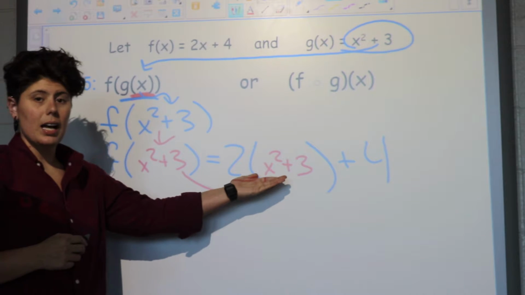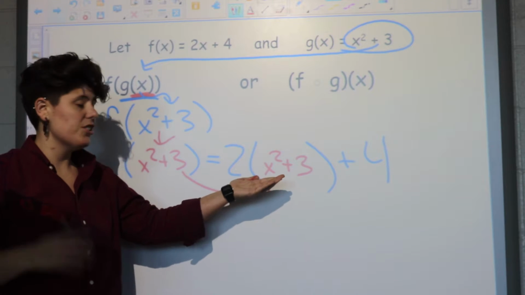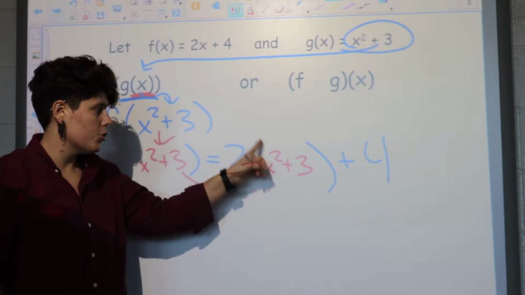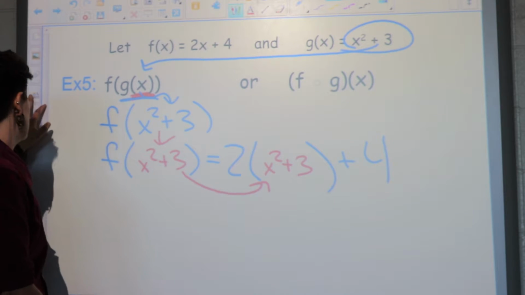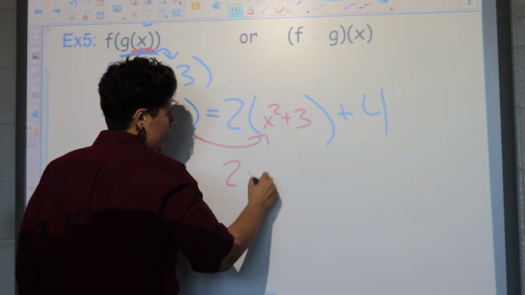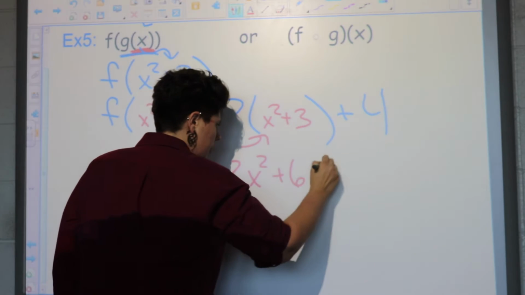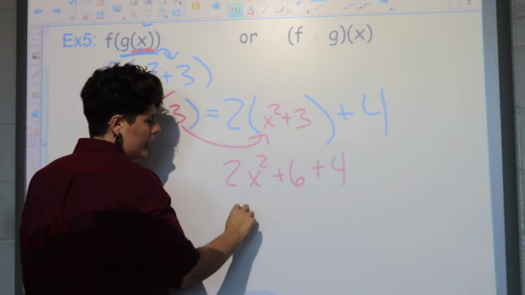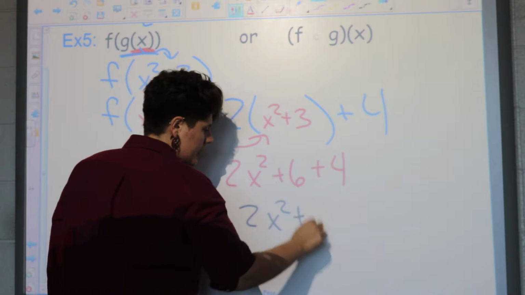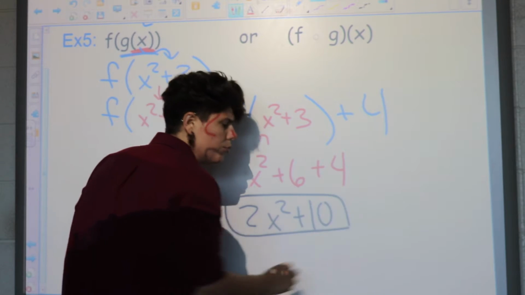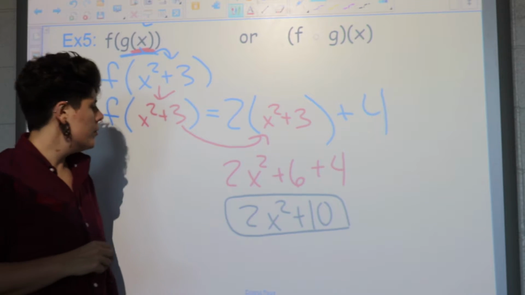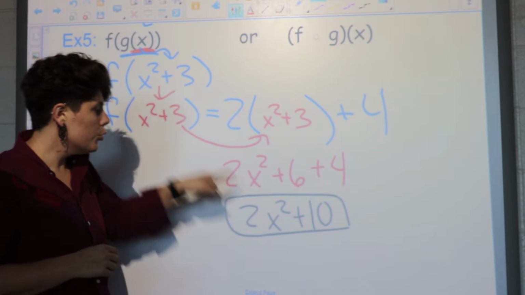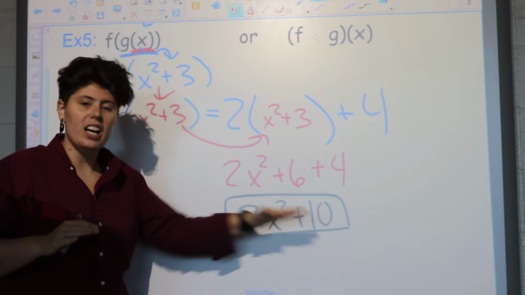At this point, I found the composition. I just have to simplify. I just have to do a little arithmetic. And I'm going to start by distributing my 2. So I wind up here with 2x squared plus 6 plus 4. I can combine like terms, so I wind up with 2x squared plus 10. Do not take out a GCF. Do not factor. Do not attempt to solve. If you put a letter in, you get a letter out. That's it. You're done. That's the answer.